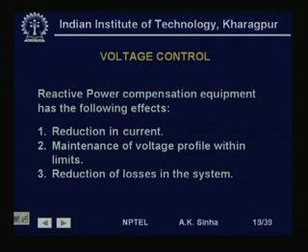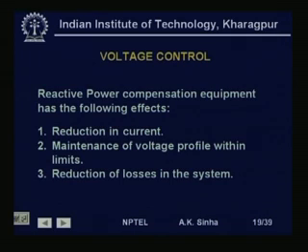To maintain a good voltage profile, reactive power control is therefore necessary. That is, if we want the voltage drop to be small, then we have to see that the reactive power transferred over the line is reduced as much as possible. This is done by means of what we call reactive power compensation of transmission lines. So, now we will look into how we control the voltage and so the reactive power flow on the transmission line. Reactive power compensation equipment has the following effects.